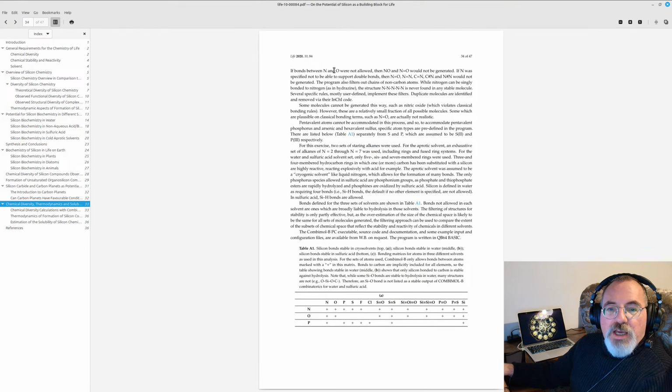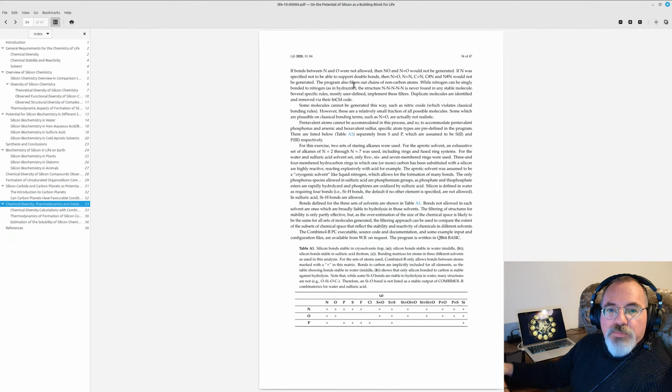If bonds between nitrogen and oxygen were not allowed, then NO, N double N, and N double bond oxygen would not be generated. If nitrogen was specified not to be able to support double bonds, then nitrogen with double bond molecules would not be generated. The program also filters out chains of non-carbon atoms.